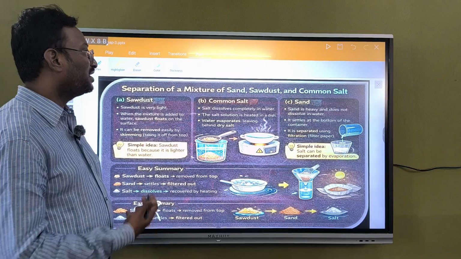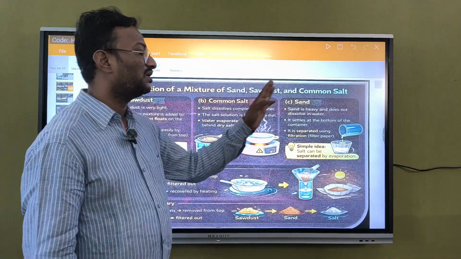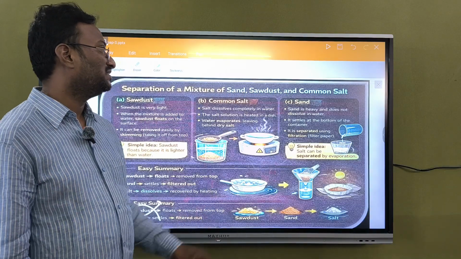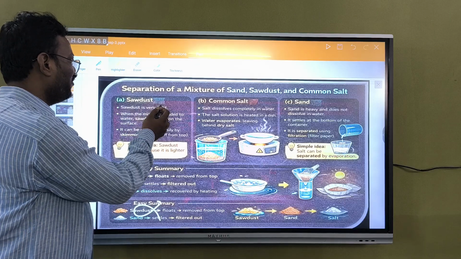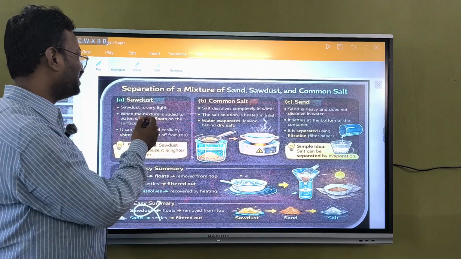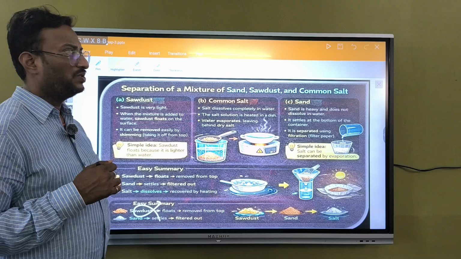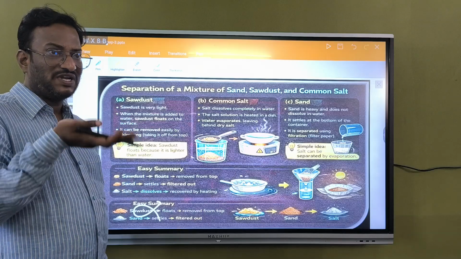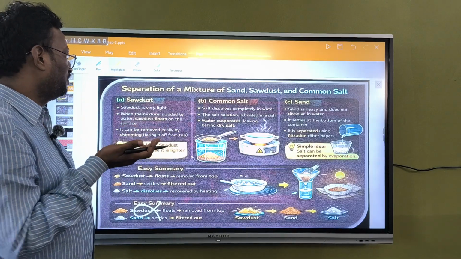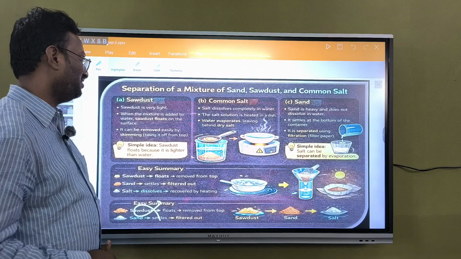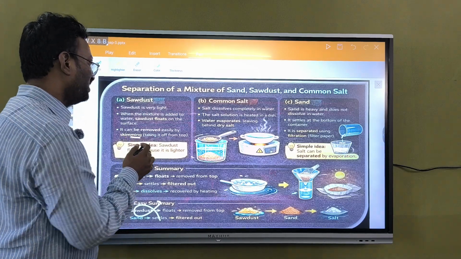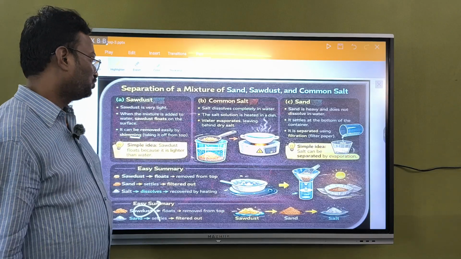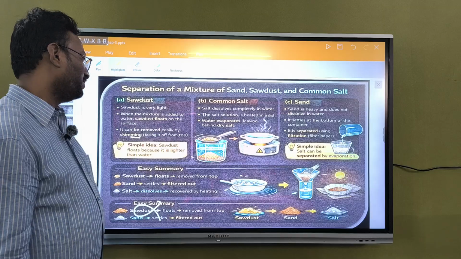And next thing is separation of a mixture of sand, sawdust and common salt. If you mix sand, sawdust and common salt, how do you separate these three? First, sawdust is a very light one. When this mixture of sand, sawdust and common salt is added to water, the sawdust will float on the surface. It can be removed easily by skimming. Skimming means taking it out from the top. Through skimming, we can easily remove it.